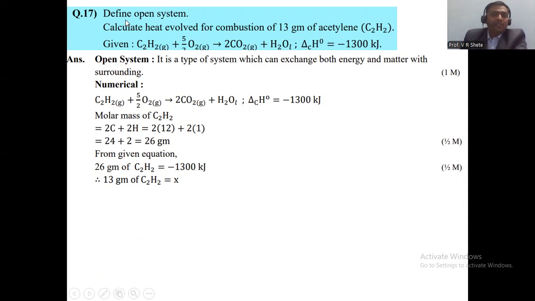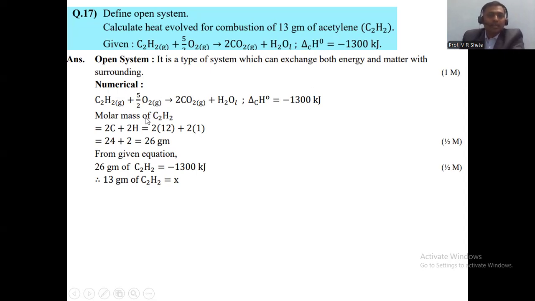One more question attached. Define open system. An open system is a type of system which can exchange heat or energy and matter with the surroundings. This is called an open system. What happens in a closed system? The system can exchange only heat but not matter. In an isolated system, there is no exchange of heat, energy or matter between the system and surroundings.